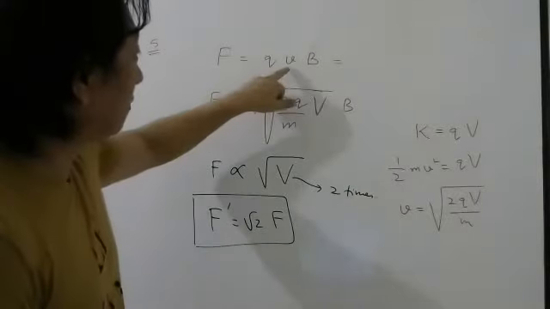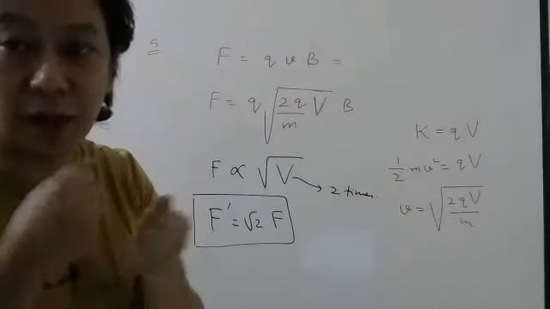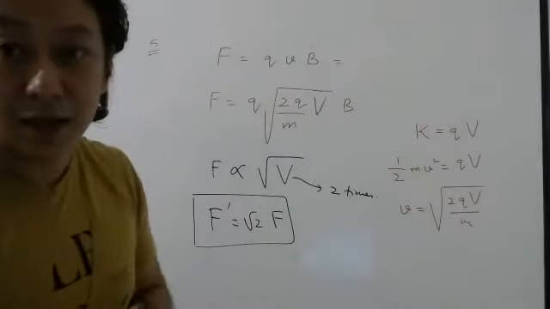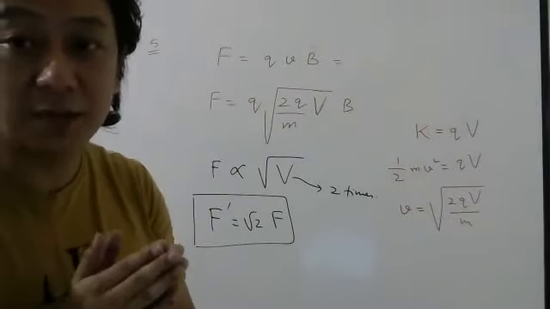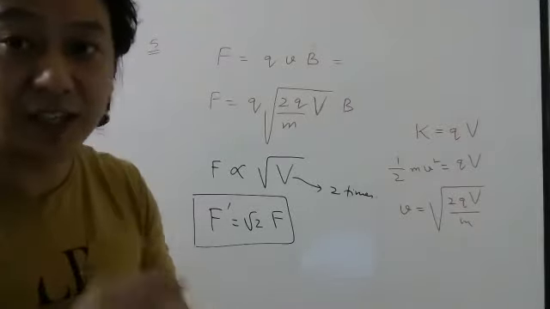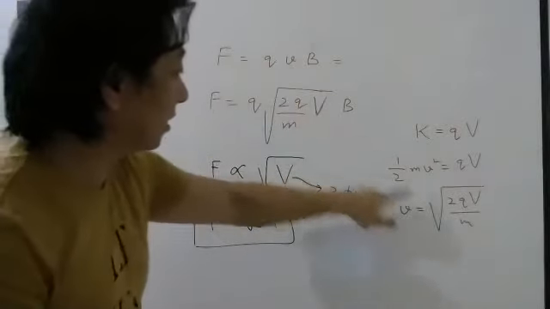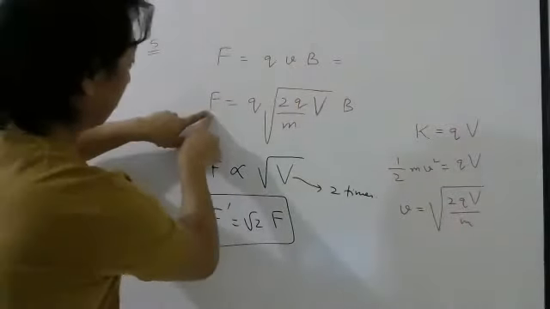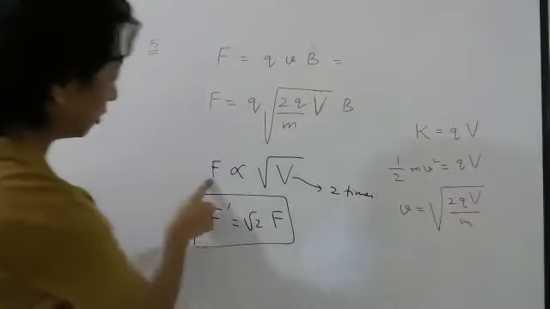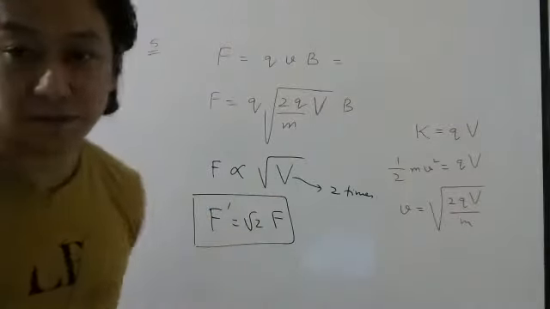So please write, first you start with whatever formula you know, right? When a charge moves in a magnetic field, the formula for the force is QVB. Then in the question, they are talking in terms of voltage, the voltage which accelerates the charge before entering the magnetic field. So first you write this velocity in terms of voltage. Then you can find relation between force and voltage. So if voltage is doubled, force will become root of double. Root of double means root 2.